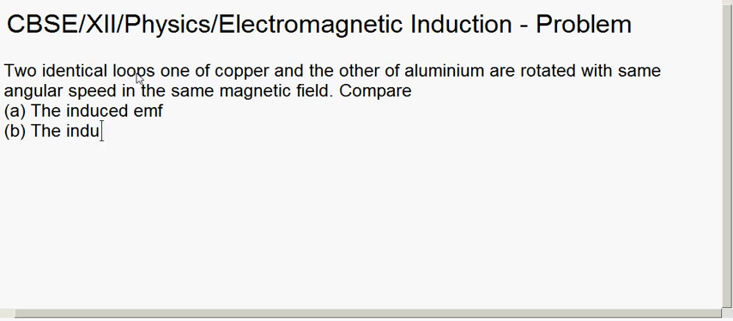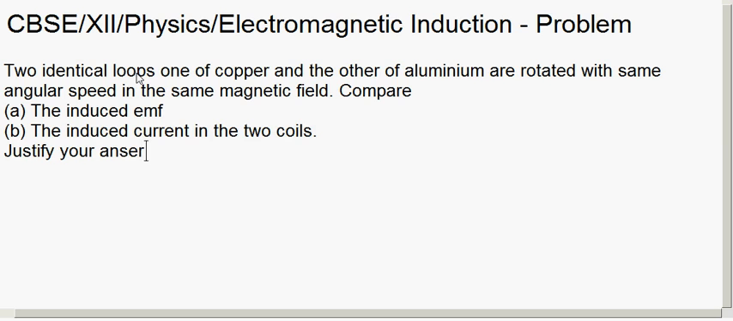Question number B, the induced current in the two coils. Justify your answer. Let's read it once again. Two identical loops, one of copper and the other of aluminium, are rotated with same angular speed in the same magnetic field. Compare the induced EMF, the induced current in the two coils. Justify your answer.